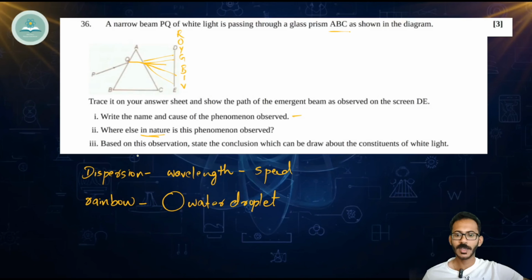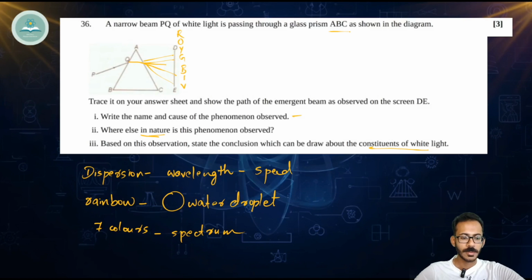Next one, based on this observation, state the conclusion which can be drawn about the constituents of white light. White light consists of 7 colors. We'll come to the conclusion that white light consists of 7 colors. It's called the spectrum. Spectrum of white light. That's it. Let's see the questions given in the CBSE model paper as well. Let's go there and see.